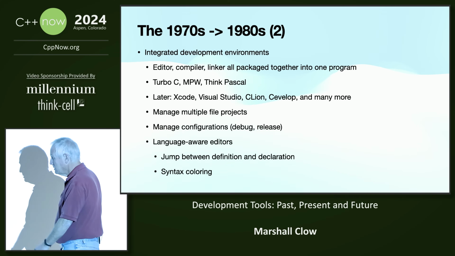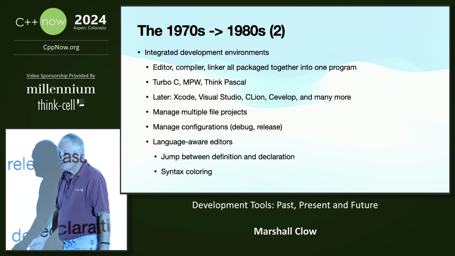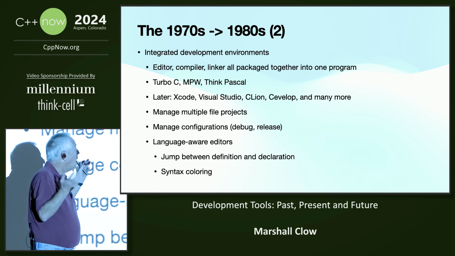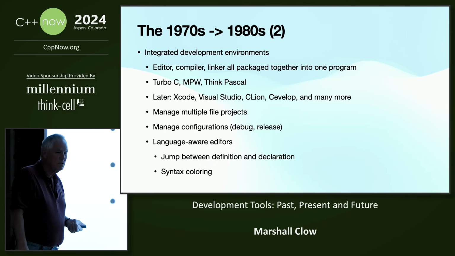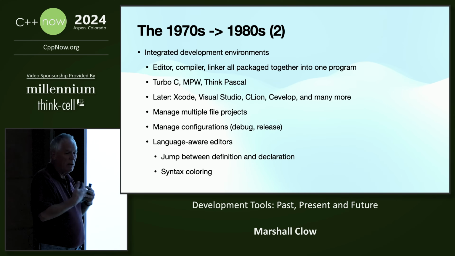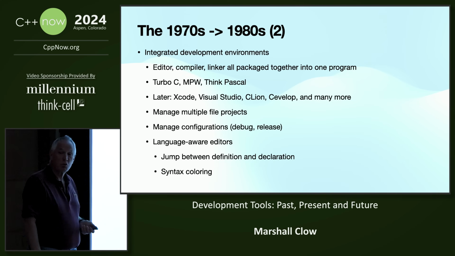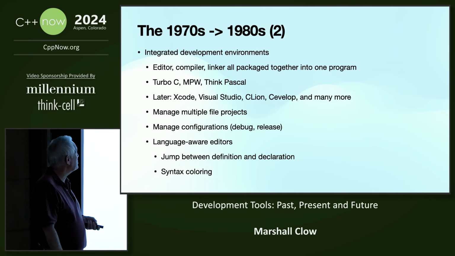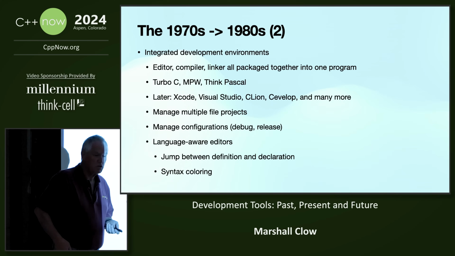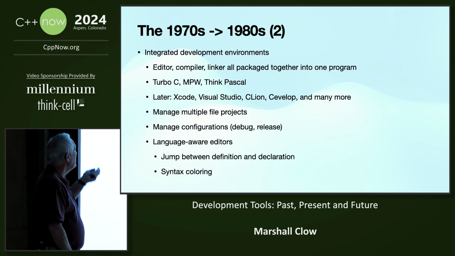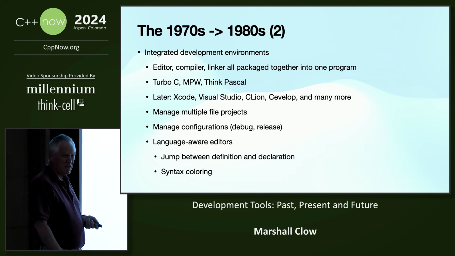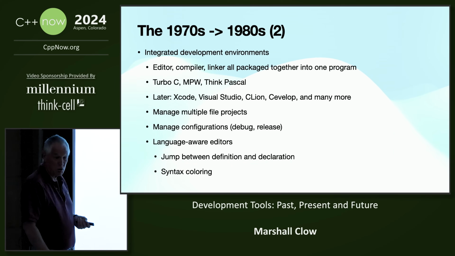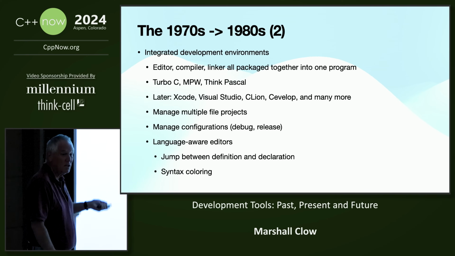Okay, later, we got things like integrated development environments. A compiler and a linker and a debugger and an editor all packaged together, and they knew things about each other. And this was a big leap forward in productivity. Turbo C on Windows was an example of this. The Macintosh Programmer's Workbench, which I think was 1986. Think Pascal, which was 1984, again on the Macintosh.